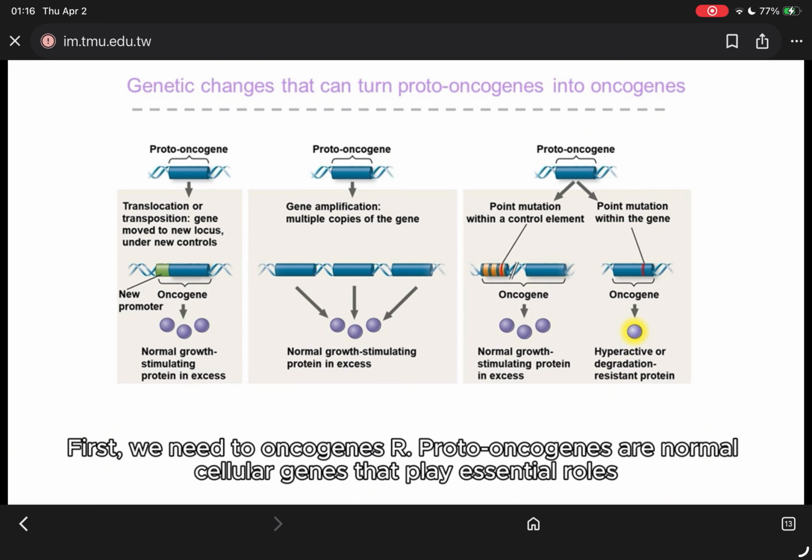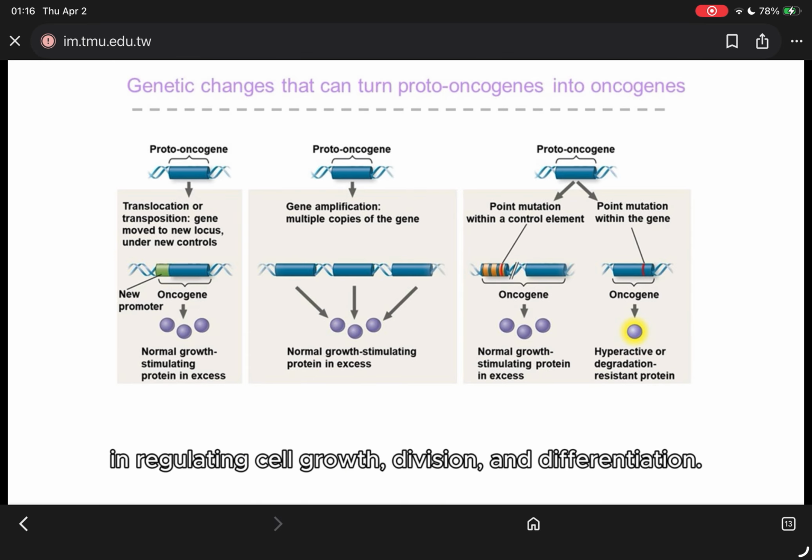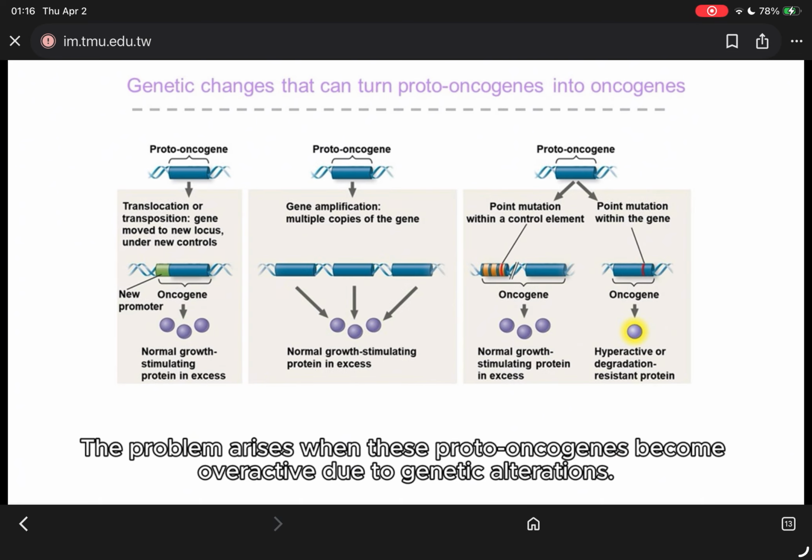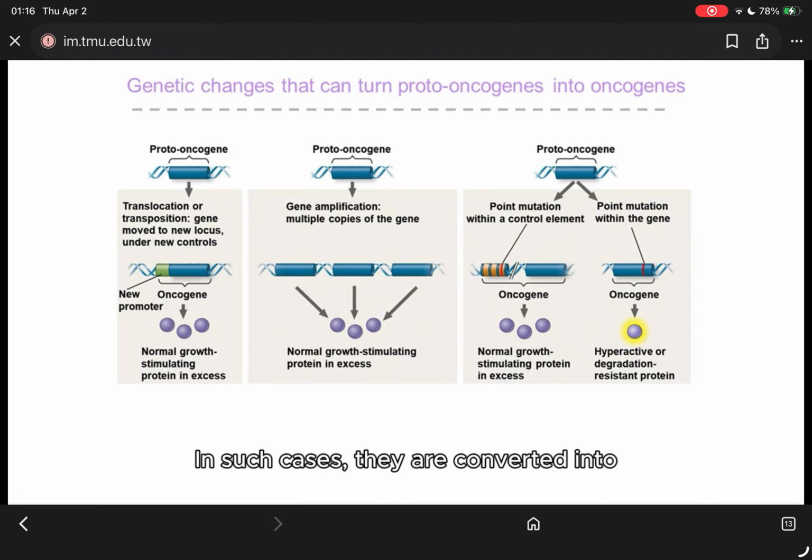First, we need to know what oncogenes are. Proto-oncogenes are normal cellular genes that play essential roles in regulating cell growth, division, and differentiation. Under normal conditions, they are tightly controlled and ensure that cells only proliferate when appropriate. The problem arises when these proto-oncogenes become overactive due to genetic alterations. In such cases, they are converted into oncogenes, which drive uncontrolled cell growth and may eventually lead to tumor formation.